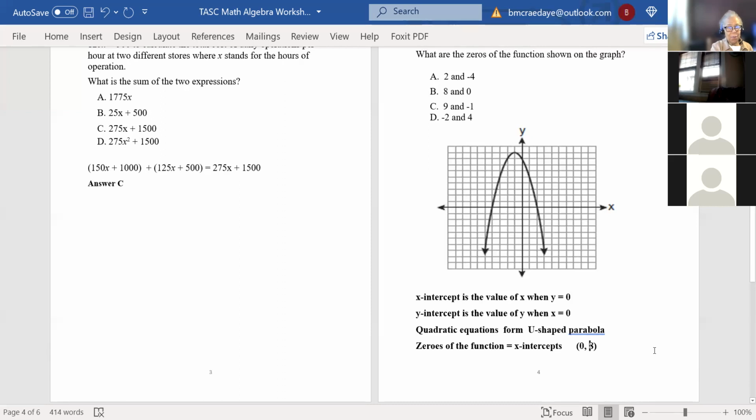Okay. So the only x-intercepts can be 2 and -4, because that's the value of x when y is 0. That means we are on the x line, and those 2 points are on the x line. All right, let's look at the next one.